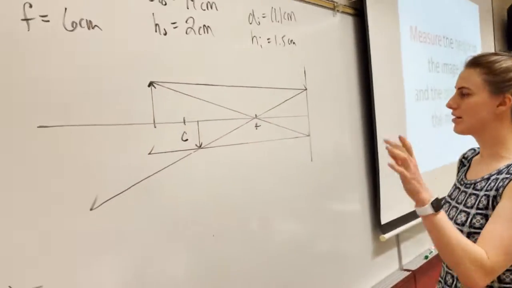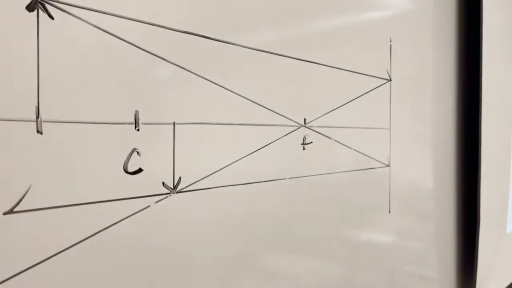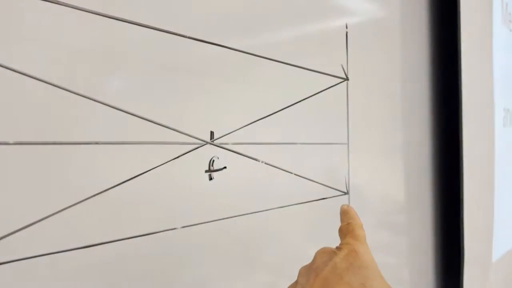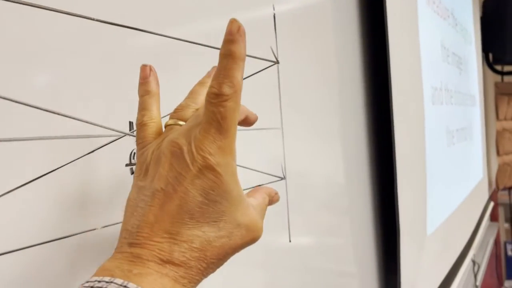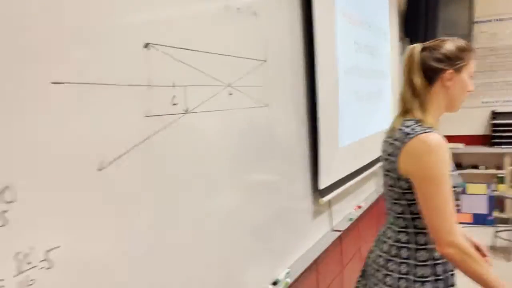Okay, wait, say that one more time. Whatever I measure for this right here? Well, because this line is parallel to the principal axis, wherever this strikes on the mirror, that's going to be the height of the image. Okay, I like that.